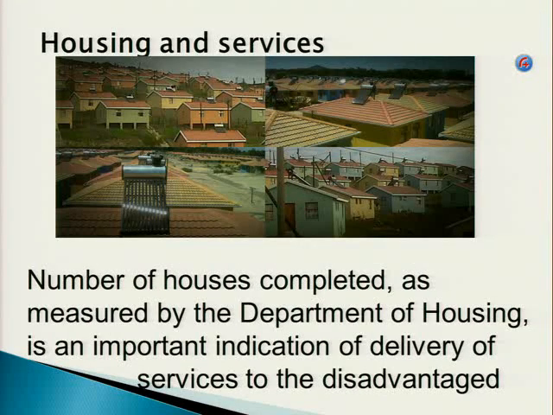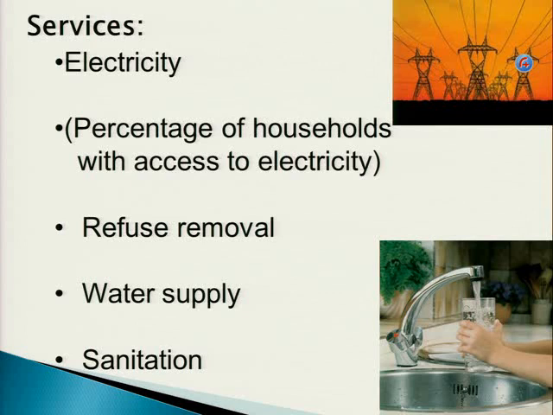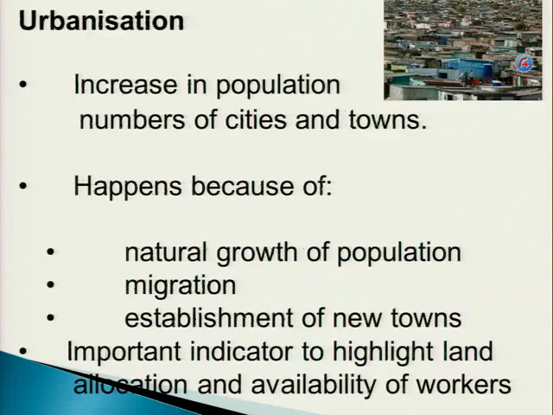Then we're looking at housing and the services. You know that the government is building RDP houses for previously disadvantaged people. They also deliver services like, for example, electricity. We are looking at the percentage of people. They say it's 83% of the population have access to electricity, but it's not enough. The refuse removal once a week, who have access to that, who have access to clean water, and then importantly sanitation, who have access to good sanitation, flushing toilets, running water, etc.